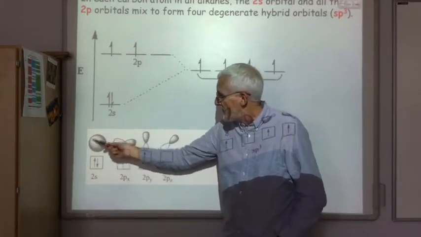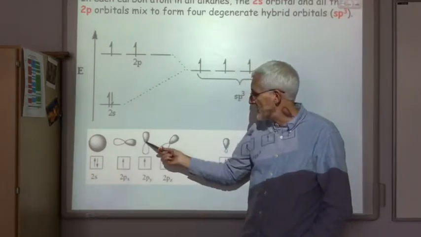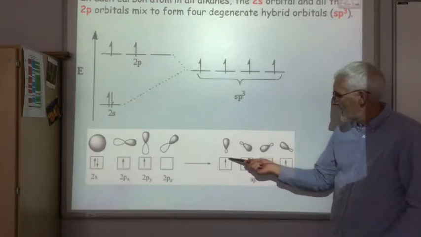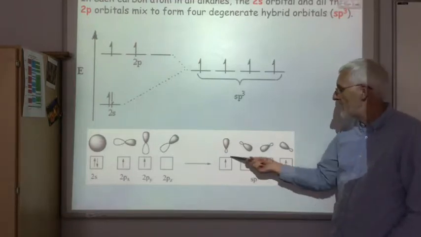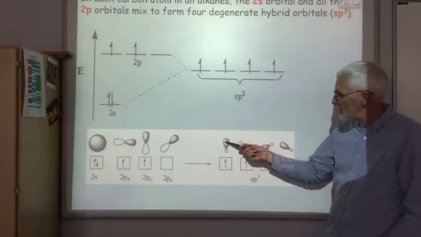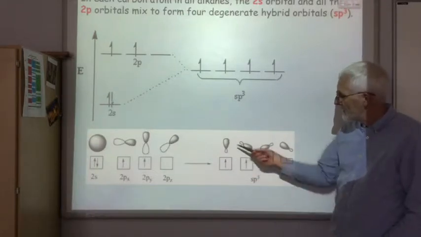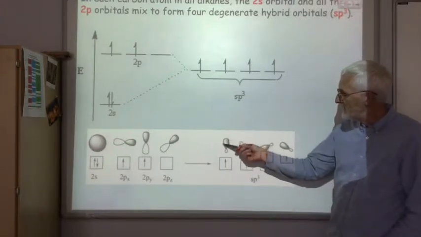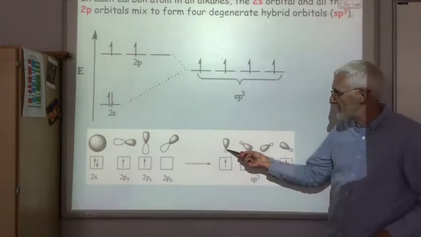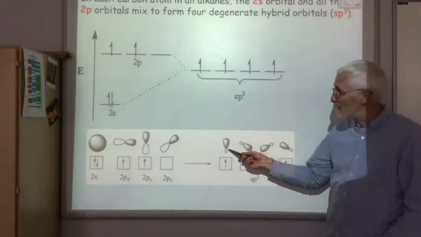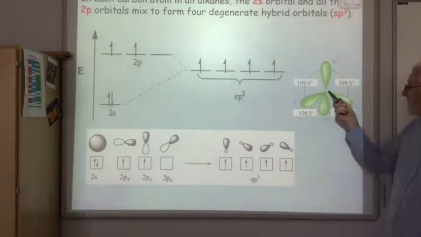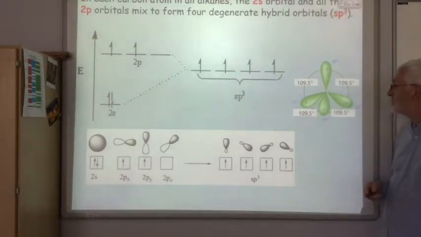Now here's the shape of the 2s orbital, and here's the shapes of the 2px, 2py, 2pz orbitals. The hybridized orbital though has a different shape. So this is the shape of the sp3 orbital. It's a bit like the dumbbell shape of the p orbitals, but with one side of the dumbbell being far bigger than the other side. And in fact, normally when we draw it, we just ignore the small bit. And this is the way we normally show the hybridized atomic orbitals in a carbon atom.